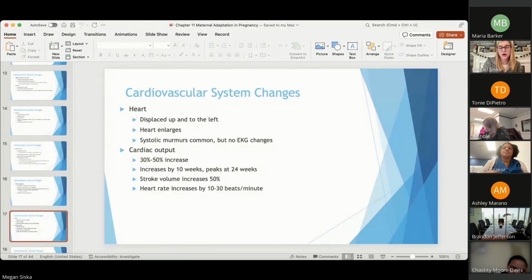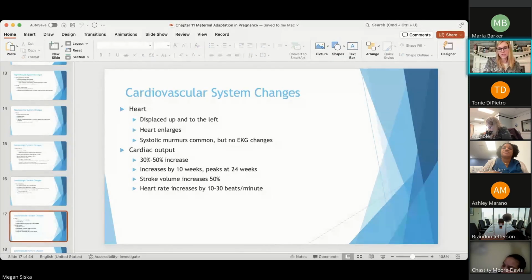As far as cardiovascular changes, when the uterus starts to grow, it pushes the diaphragm up and it does displace the heart a little bit. The heart itself does enlarge a little bit. And like I said, we can have a little systolic murmur. Cardiac output can increase up to 50%. Remember, about a quarter of that goes just to the uterus. It increases by 10 weeks, and this peaks around 24 to 28 weeks as well. All these cardiovascular changes pretty much peak around that second and third trimester transition.